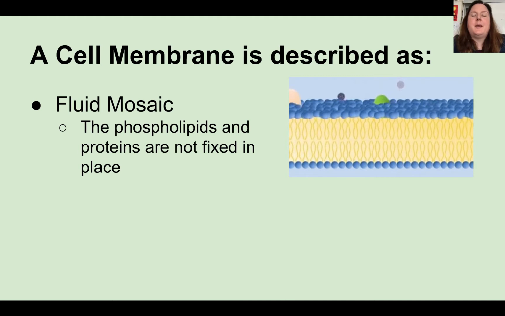Now, a cell membrane can be described in two ways. First, it's a fluid mosaic. What that means is that the phospholipids and the proteins that are in the cell membrane are not fixed or stuck in place. They can move and wiggle around and change their locations.